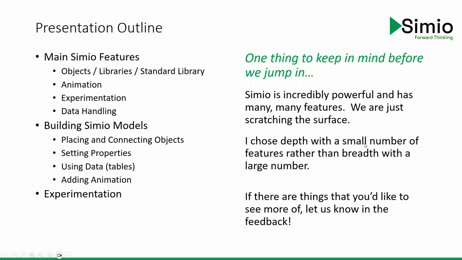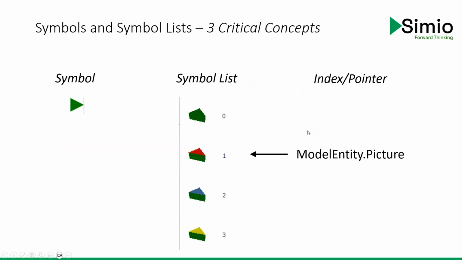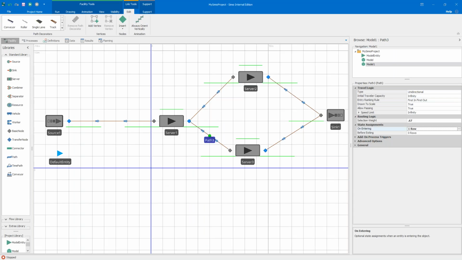Let me jump back here really quickly because this is really important. This is the critical concept of symbols, symbol list, and then an index or pointer. We have a symbol list associated with that object. We changed the look of those symbols, and then at some point in the model, we changed the index or the pointer. In this case, it was model entity.picture, and then the visualization, the animation, took on that new picture.